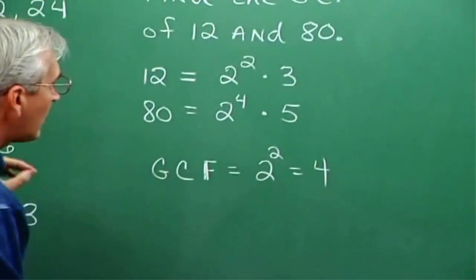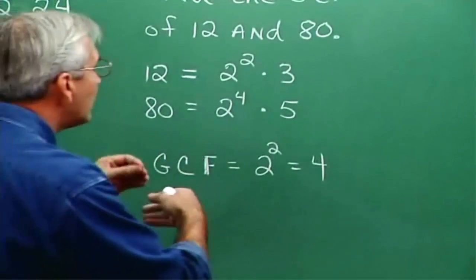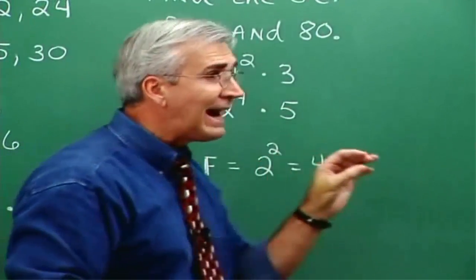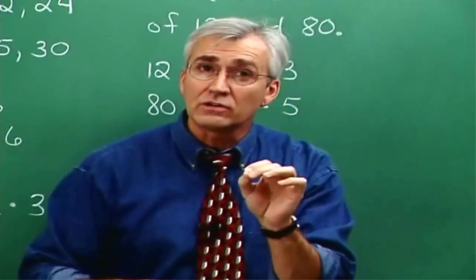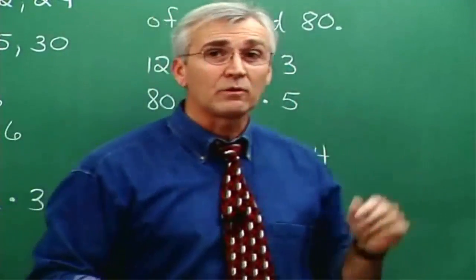And let's understand that greatest common factor means that this is the largest number that will be a common, not just factor, but divisor for these two. So it's the largest common divisor for 12 and 80 that we've identified here.